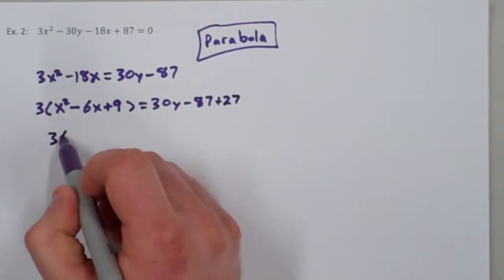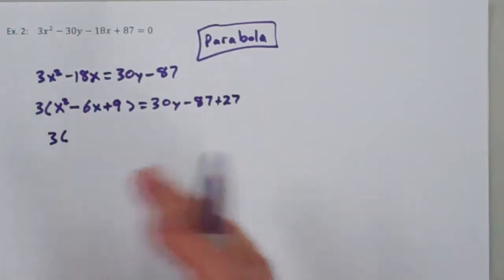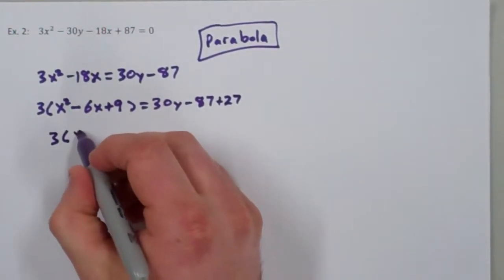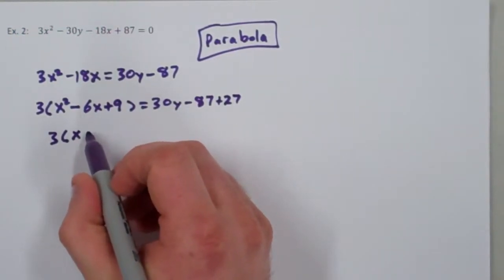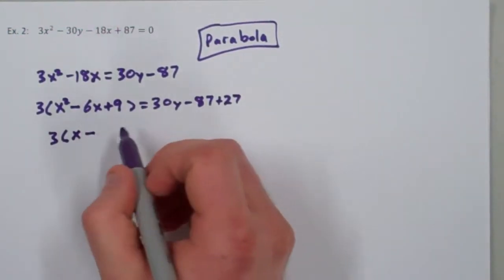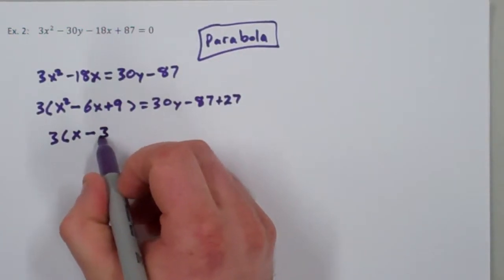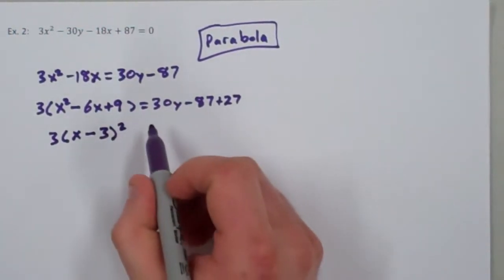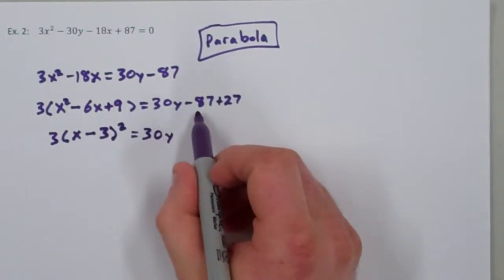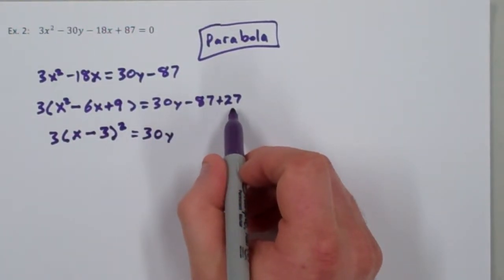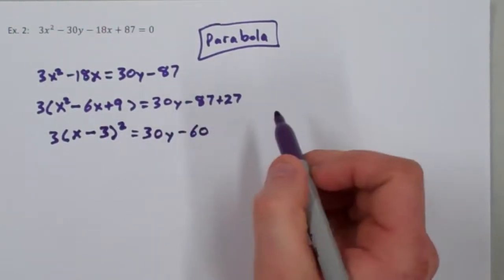We can do the complete-the-square part over here, or at least factor this. We're always going to write down the same sign that appears to the left of the term with x in it, and then half of 6 is going to be 3. That's going to be quantity squared, and that's going to be equal to 30y, and then this is negative 87 plus 27, which should be a negative 60.